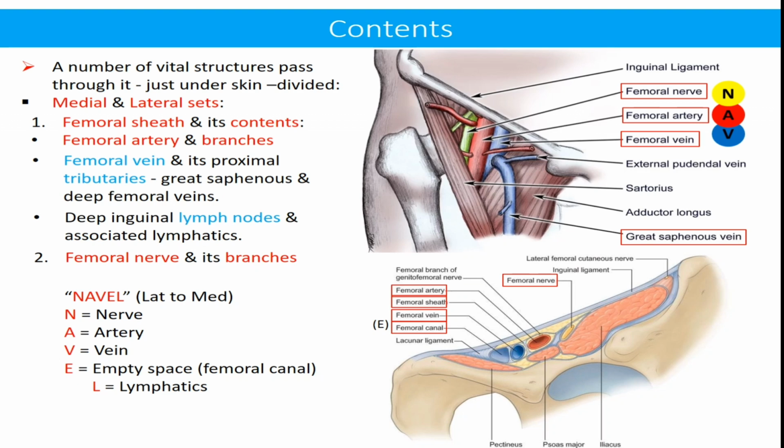Easy way to remember the contents is the acronym NAVEL. Lateral to medial, this represents nerve, artery, vein, and empty space with lymphatics.